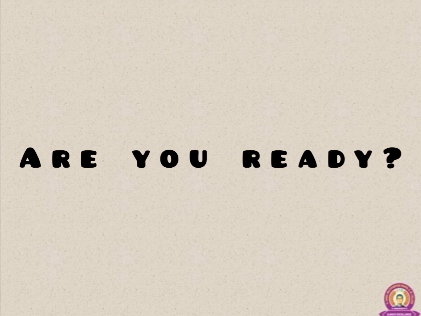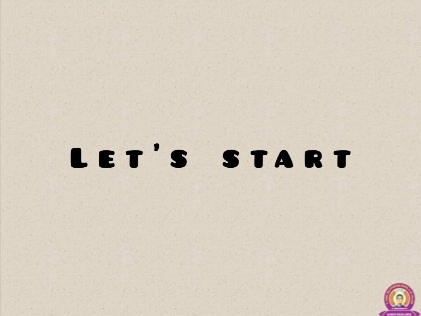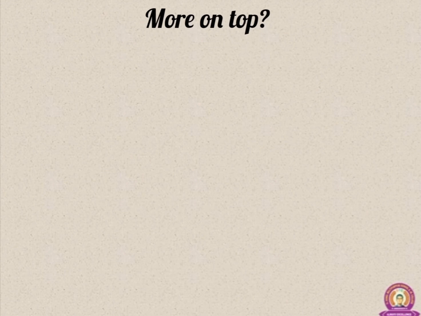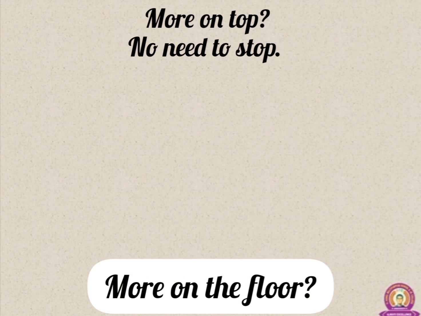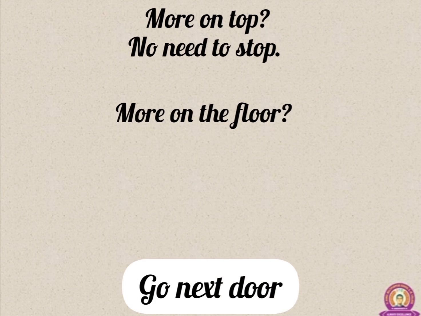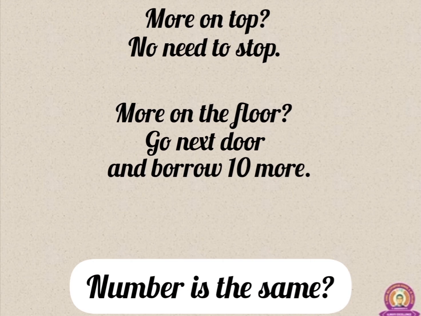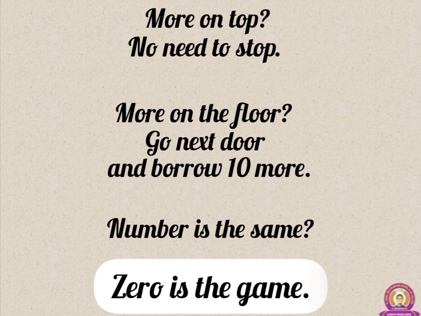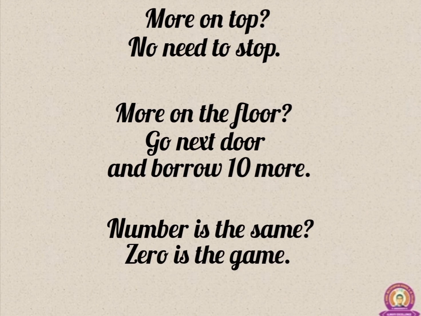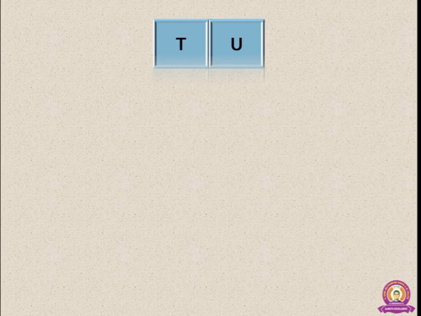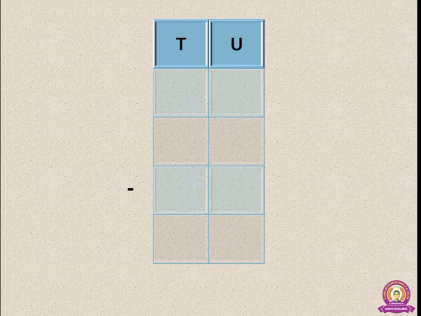Now that you have understood the poem, let's recite it once again. Are you ready? Let's start. More on top, no need to stop. More on the floor, go next door and borrow 10 more. Number is the same, 0 is the game. Let us take a look at the next example.